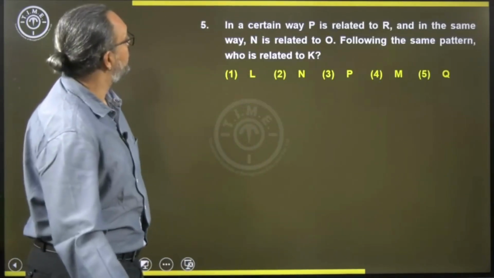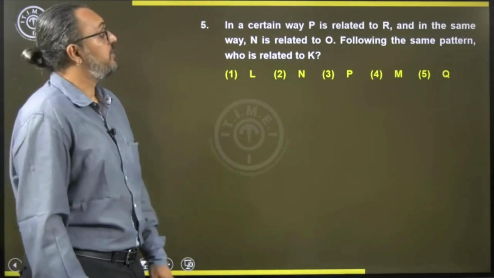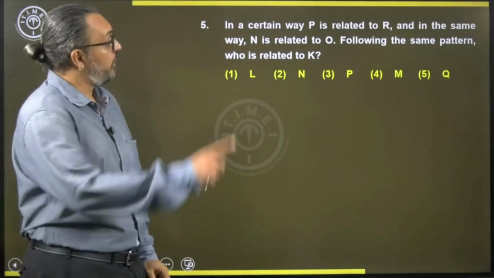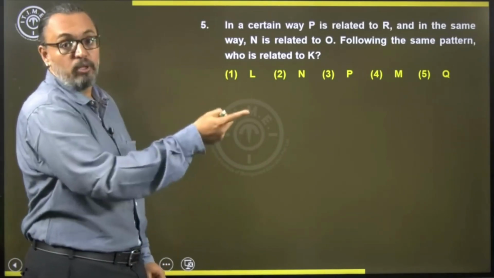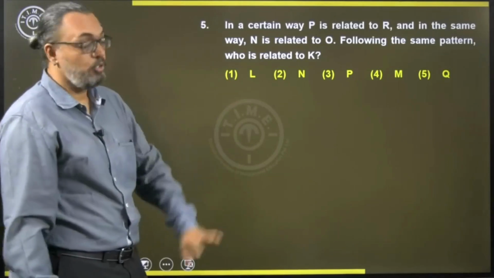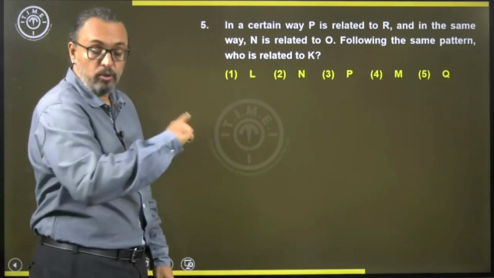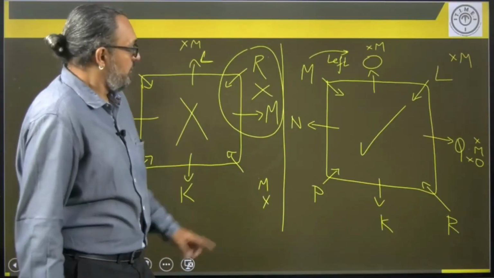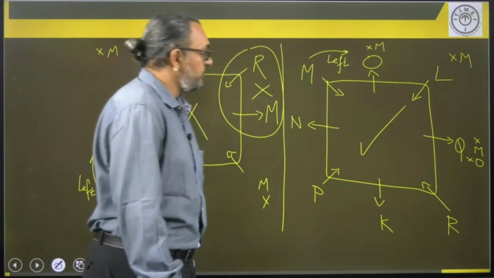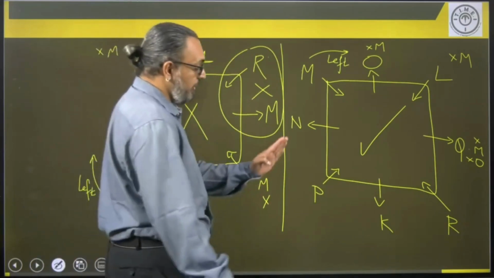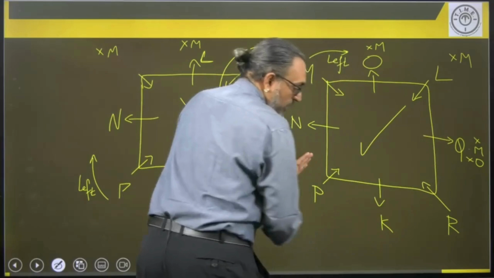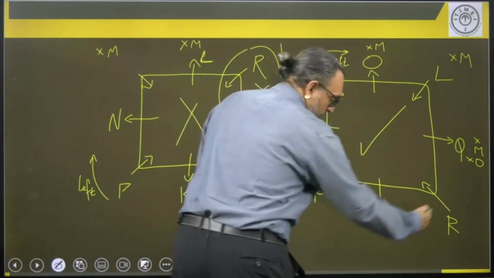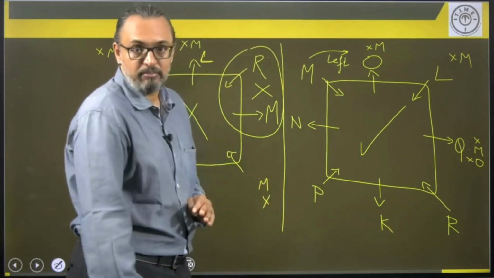Okay, then next. In a certain way, P is related to R, and in the same way, N is related to O. So we need to check how P and R are related, how N and O are related. Now following the same, who is related to K? P to R, N to O, who to K? So how is P related to R? P is second to the left of R. With respect to R, second to the left you have is P.